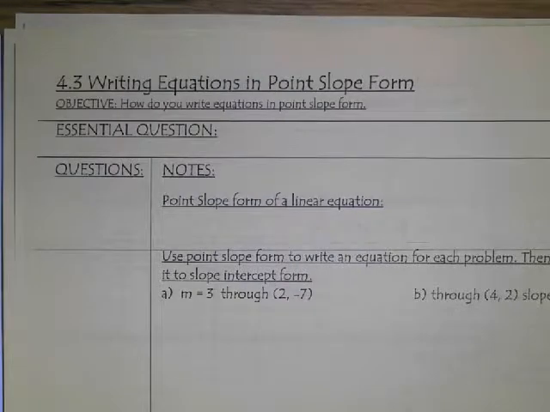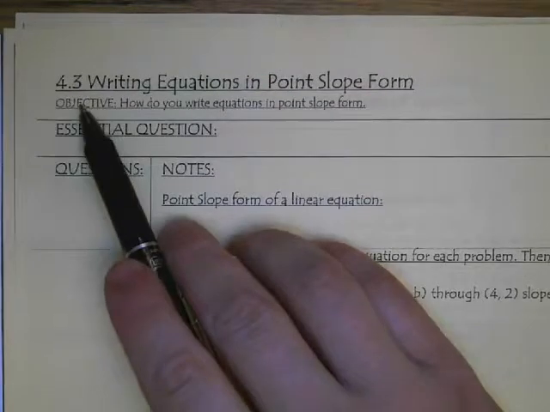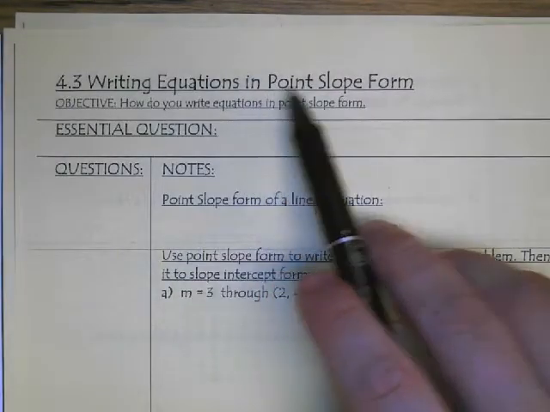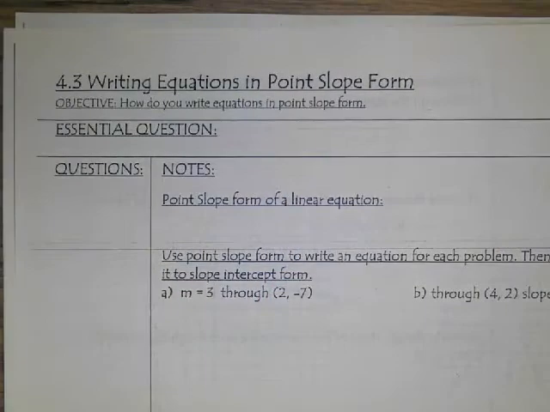In this video we will be looking at section 4.3, writing equations in point-slope form. Now point-slope form is just an easier way to write an equation when we have a point and a slope. Whereas in that last lesson we were trying to find the y-intercept, with this model we don't even need to find the y-intercept. If we have a point and we have a slope, we can plug them right in.